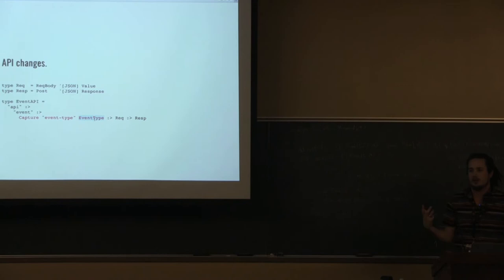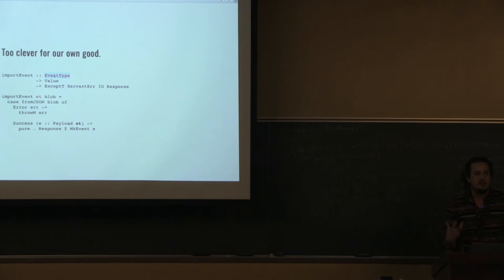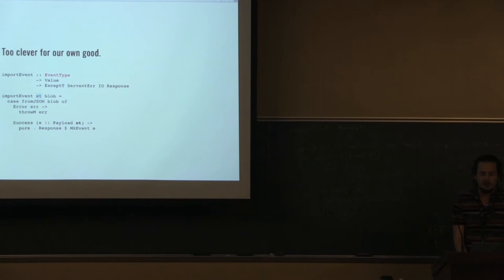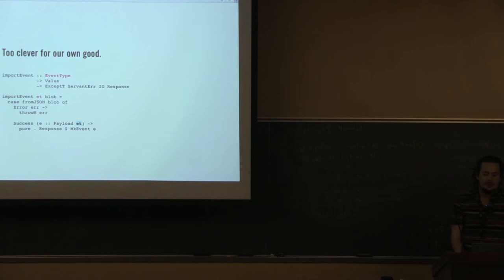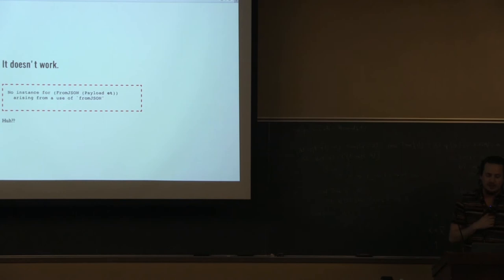I've changed my API, so I need to change the implementation. Now I have this new event type coming in, and this is the type that the user has told me of the data that they want to provide to me. So I can take it here. I got this ET, and I say, OK, same logic as before. I'm going to attempt to parse this thing as an ET, and I'm good to go. As you notice from the title of the slide, this might not work. The problem is we don't have an instance FromJSON for Payload ET. And this actually isn't the problem. This is just bad error messages on GHC's part.